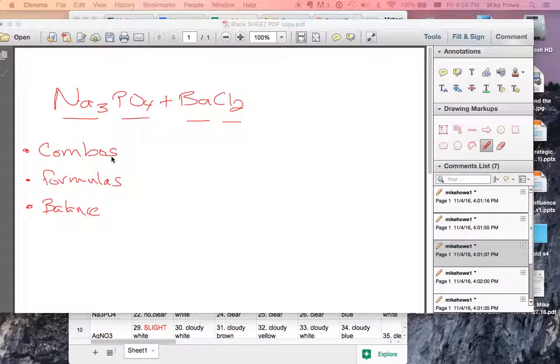All right, so basically there are 3 steps to what we're going to do. We're going to do combinations, formulas, and balance. So we're going to do combinations first, then we're going to write chemical formulas, and then we're going to balance the equation.